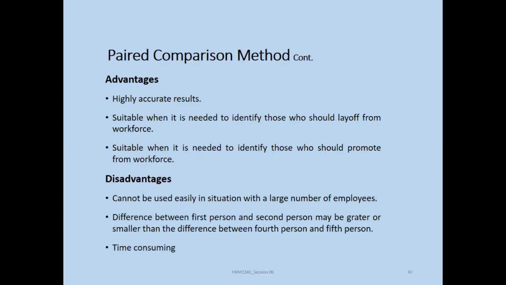The paired comparison method also has some advantages and disadvantages. It gives highly accurate results compared with the other 2 ranking methods. It is suitable when it is needed to identify who should be laid off. It means when the organization needs to identify the worst employee, this is best. It is also suitable when it is needed to identify who should be promoted. That means if the organization needs to identify the best employee, this method is applicable.